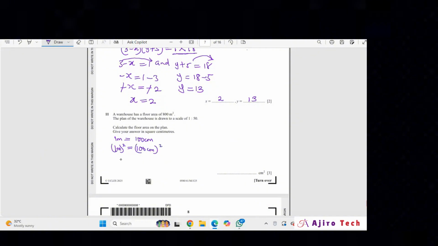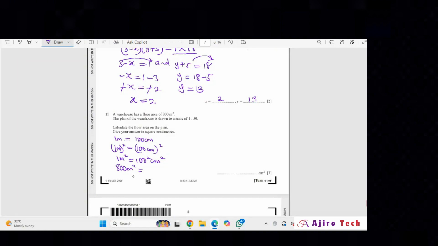So by the time we do that, you're going to have 1 meter squared, and this will give us 100 squared centimeters squared. Now, if you look at it, it says the floor area is 800. So we can say 800 meters squared. Are you there? 800 meters squared will give us how many in centimeters?